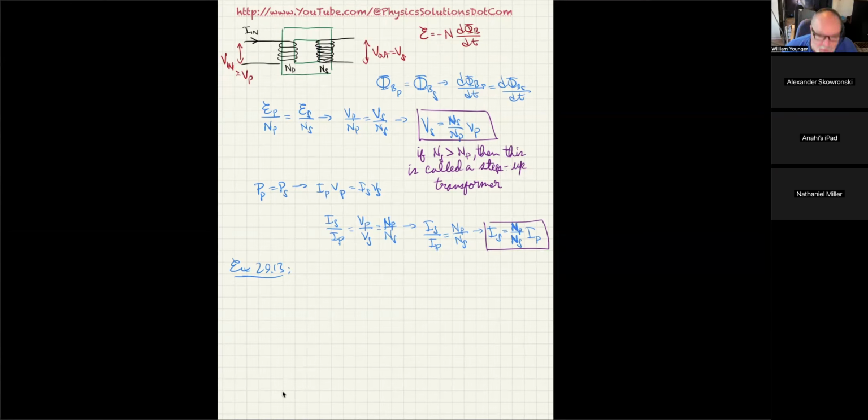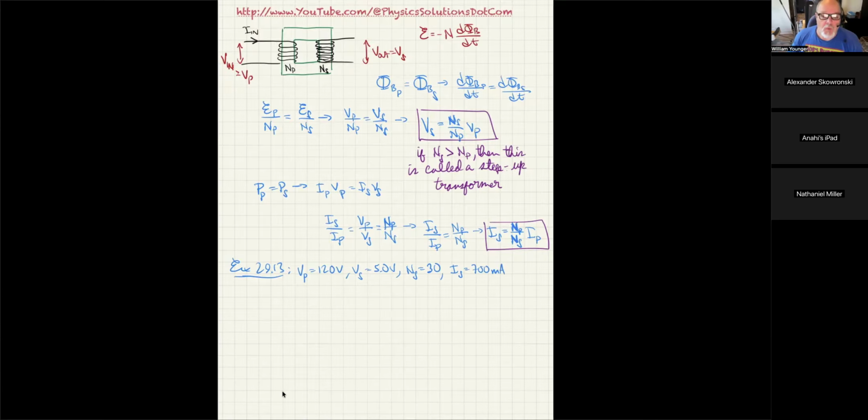So let me write down what we know. We know that V primary is going to be 120 volts AC. We know that V secondary is going to be 5.0 volts. We know that the secondary coil contains 30 turns, so N secondary is equal to 30. We're also going to say that the charger supplies 700 milliamps, so I secondary is 700 milliamps.